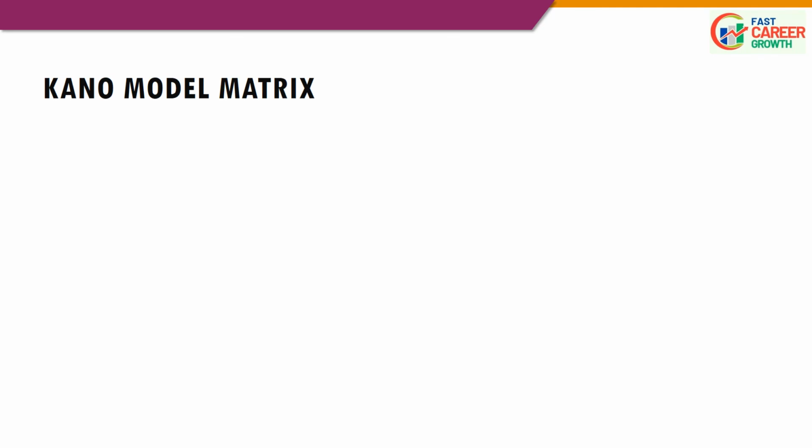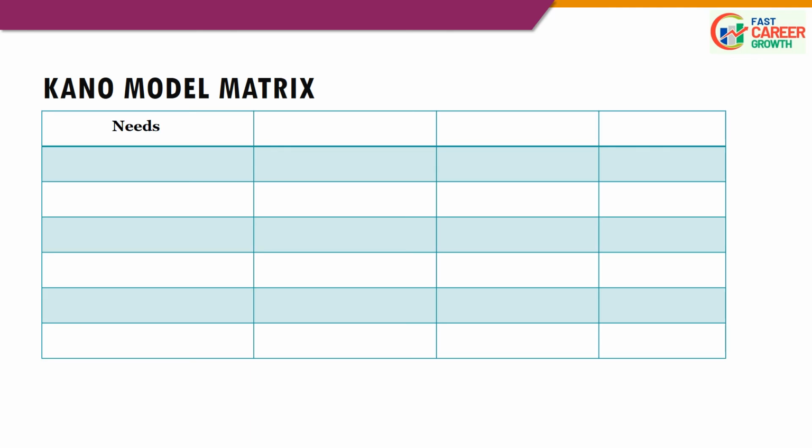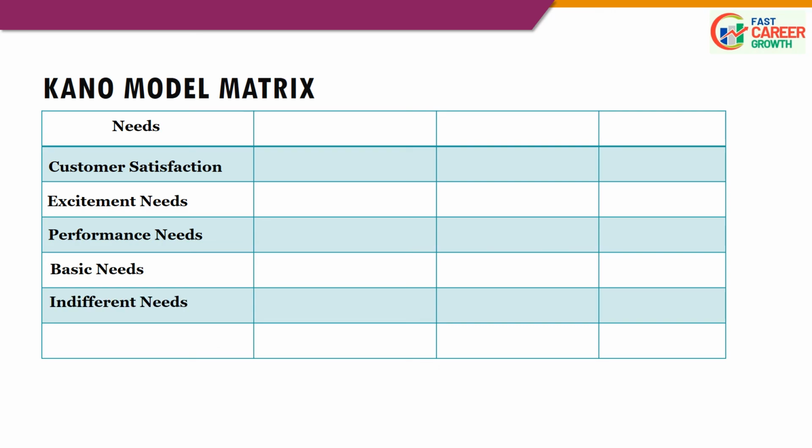Next, Kano model matrix. First, note down the specific needs of customers, such as customer satisfaction, excitement needs, performance needs, basic needs, indifferent needs, reverse needs. Then write highest requirements, medium requirements, low requirements. In this matrix, you would place each feature in the corresponding cell based on its classification and the assessed levels of functionality or performance and customer satisfaction.